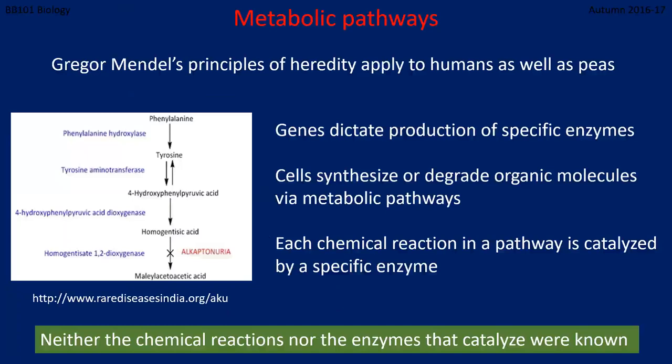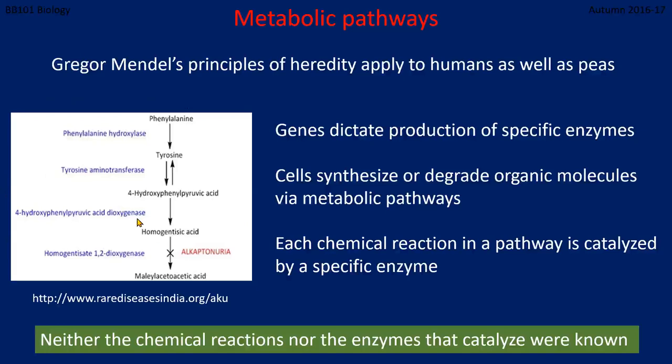Another example, in order to understand genotype to phenotype, is one more person whose contribution is exemplary, and that person's name is Gregor Mendel. In particular, Gregor Mendel's principles of heredity apply to humans as well. He had a very beautiful set of experiments, and those experiments gave us an idea of how the gene is passed from one generation to the other.